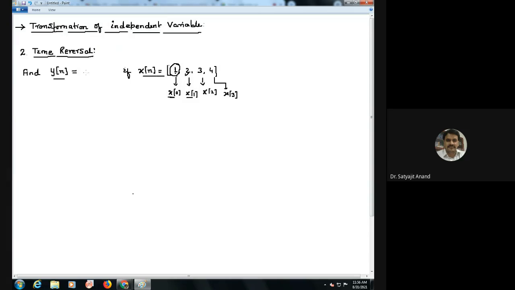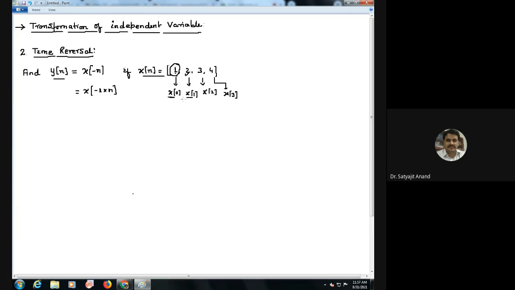Time reversal means if this is x[n], we have to find y[n] equal to x[-n]. This is a simple example. x[n] is given to you, you have to find x[-n]. So in this we are multiplying n by minus 1. Here it is not plus, students, this is minus. We have to see what the waveform as well as the samples will be.